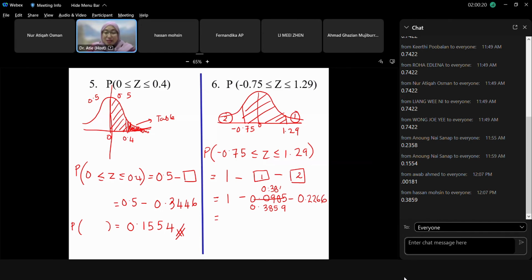Okay, guys, come on. Which one? 1 minus which one? This one is correct, 0.0985. That one is correct for 1.29. And Tika, since you already answered this one, can you calculate the whole thing for me, please? The answer is 0.6749.